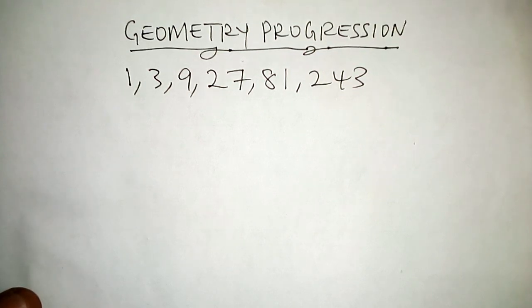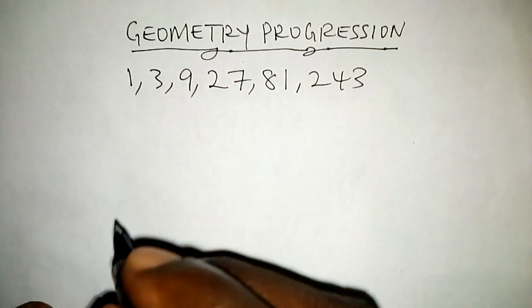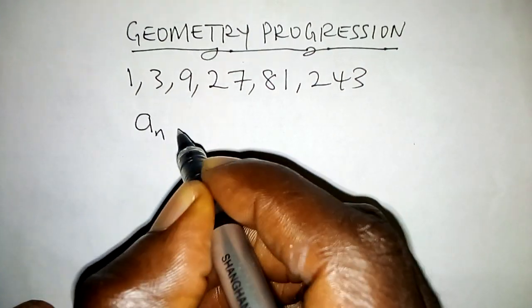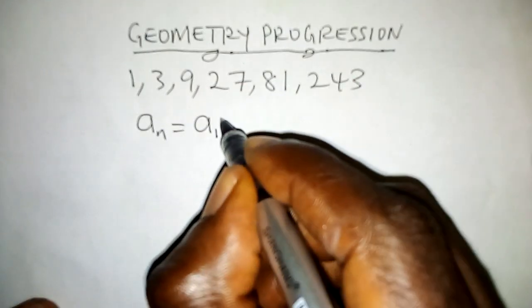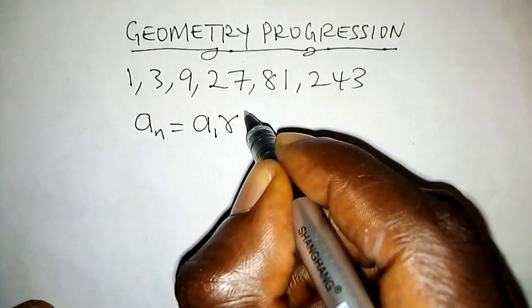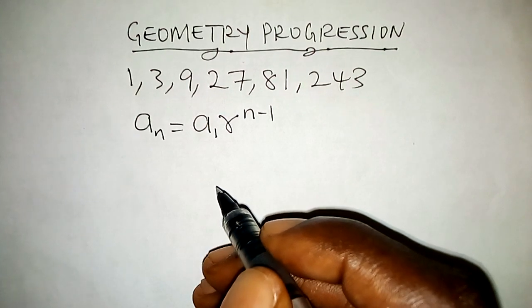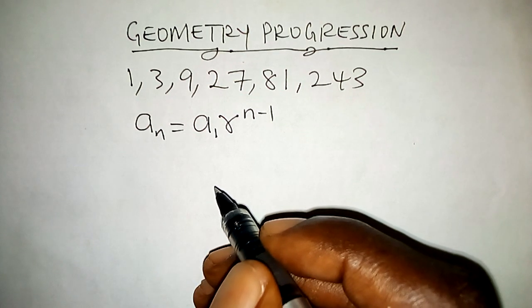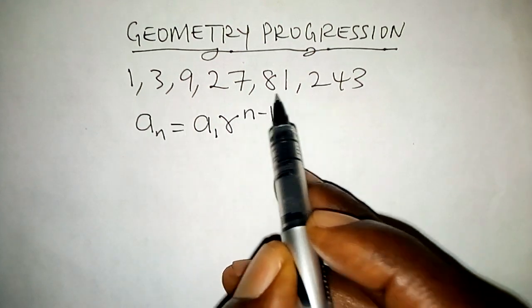Now let us talk about how to look for the nth term in a geometric progression. We have a formula that we use: a subscript n equals a subscript 1, which is the first term, multiplied by our common ratio raised to n minus 1. As it is right now, let us look for the fifth term. In that case n will be equal to 5. Let us look for the fifth term from our sequence.